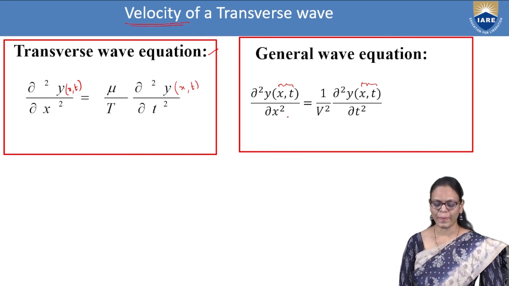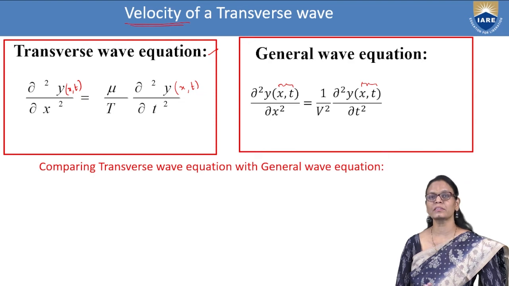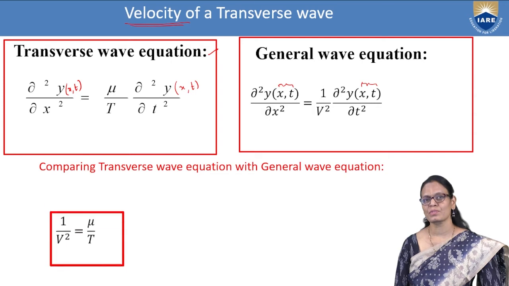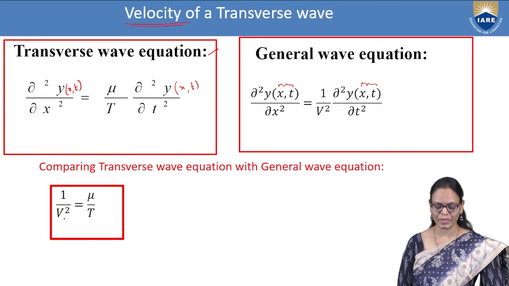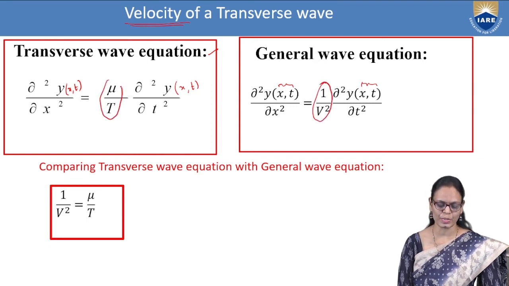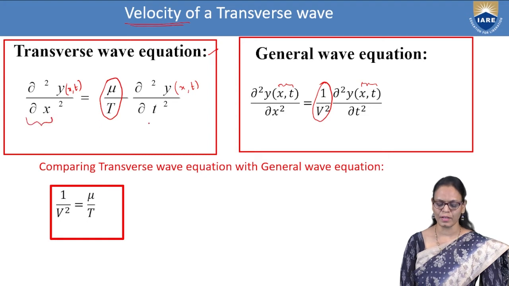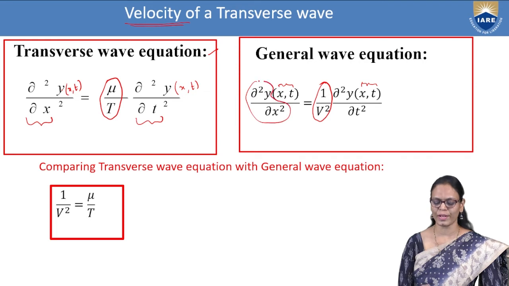When you compare again, the left hand side is the same, so we compare the right hand side. Comparing the transverse wave equation with the general wave equation, we get 1 by v² is equal to μ by T. The rest of the terms remain the same: ∂²y/∂x², ∂²y/∂x², ∂²y/∂t² and ∂²y/∂t².